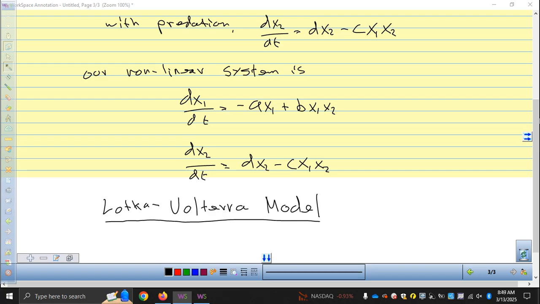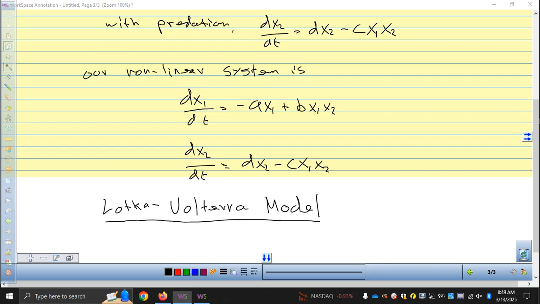And depending on the values of a, b, c, and d, even without solving it, we can tell by looking at the equations which variable should represent predators and which variable should represent prey. We can tell by the size of the interaction term, the relative populations of the two. So you can get a lot of information without solving these, but we can't solve these in terms of elementary functions.